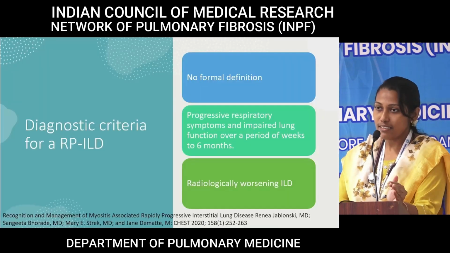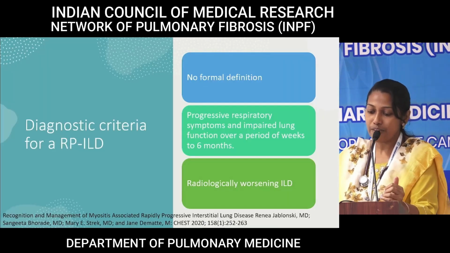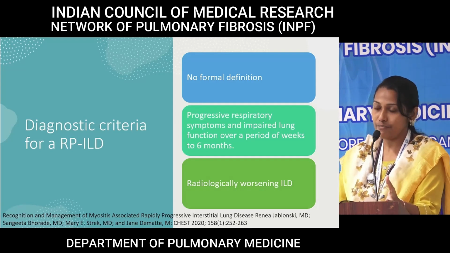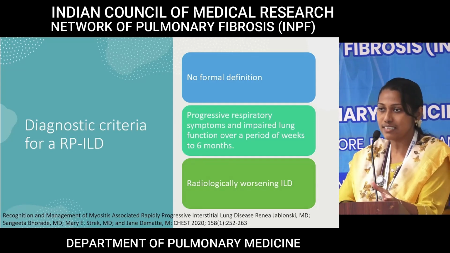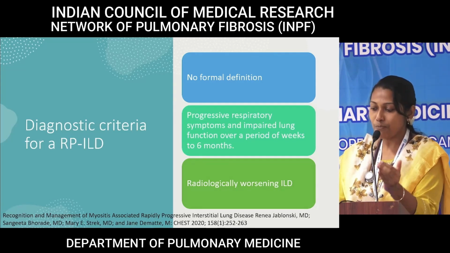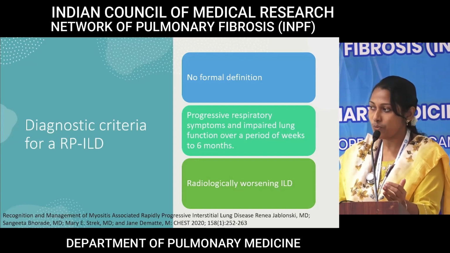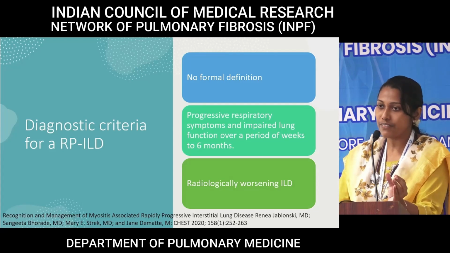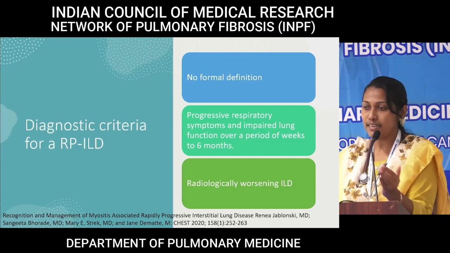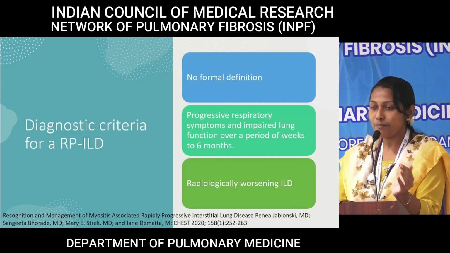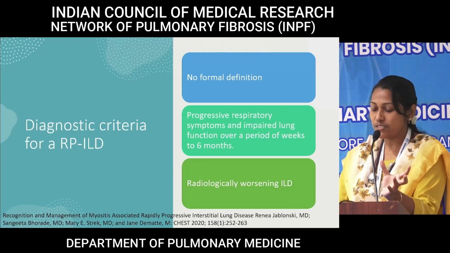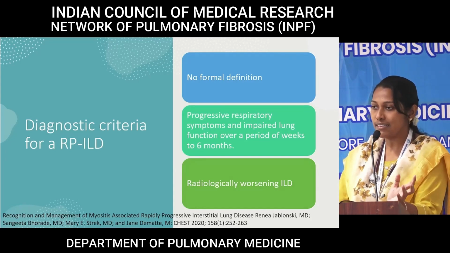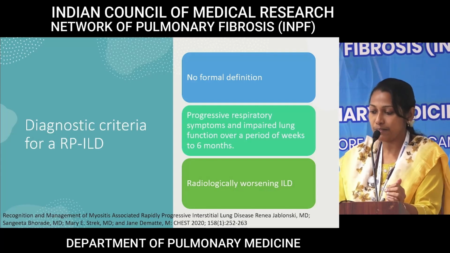Based on that, if the patient comes under this IIM, there is no definite definition for the RP-ILD. Many studies have shown a rapidly progressive respiratory symptom and lung function decline over a period of weeks to 6 months. Some guidelines have even said that progression over a month counts. However, various studies have taken weeks to 6 months, and it's a radiological and clinical rapidly worsening ILD.